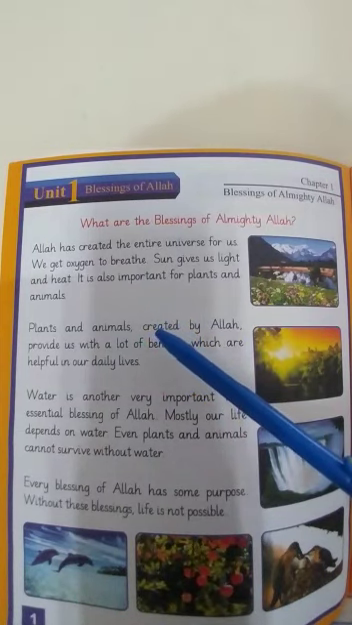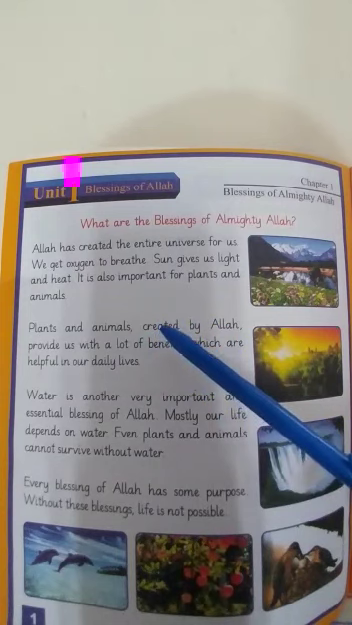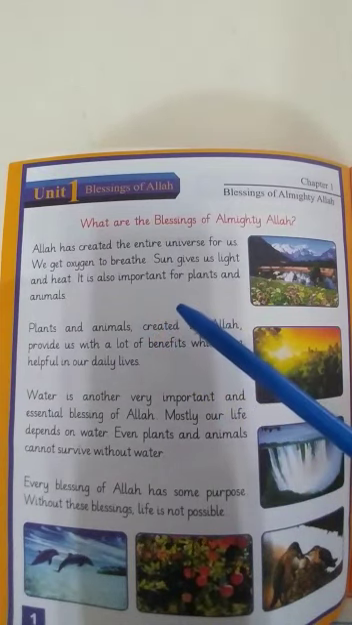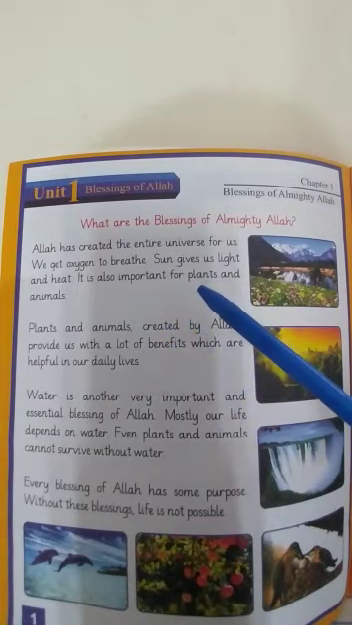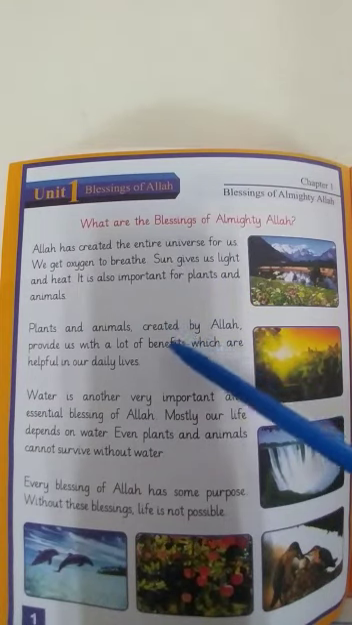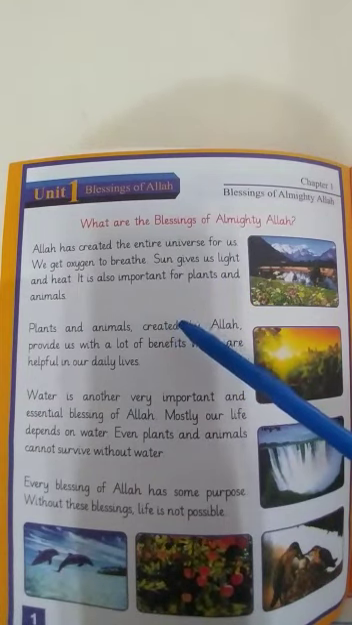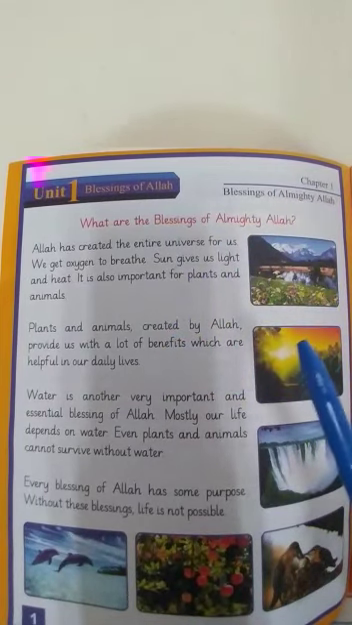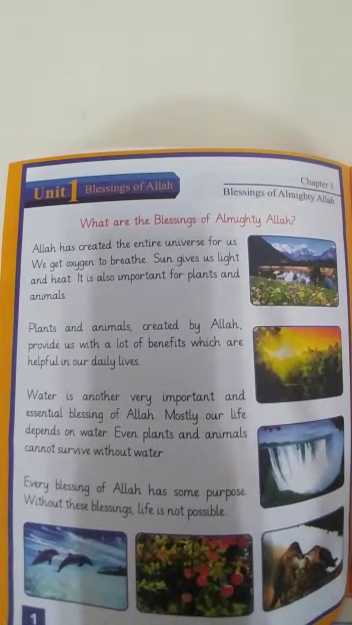Okay, now the next is animals. Animals like cow, goat, sheep, hen. They give us milk, meat, eggs, etc. And these are also very important for us in our daily life because on a daily basis we are using it. Okay. Now students, your home task is that you have to read it 5 to 6 times at home.